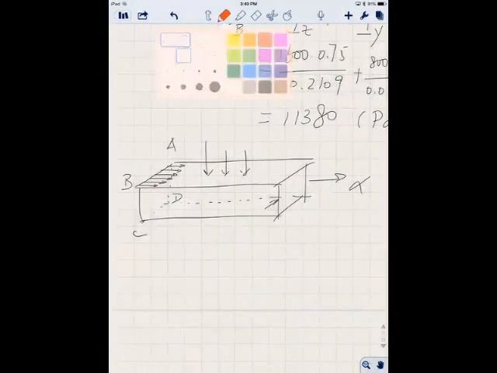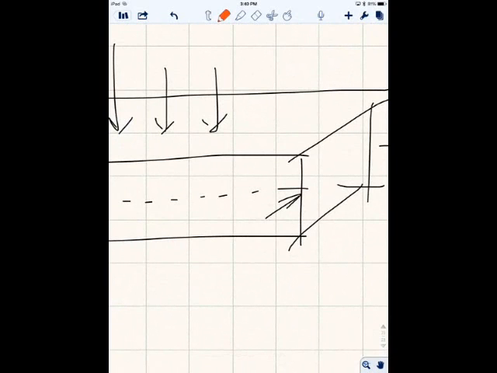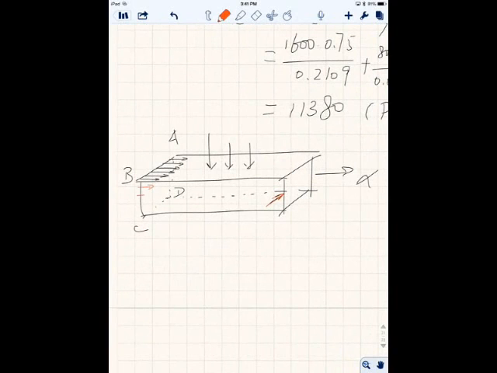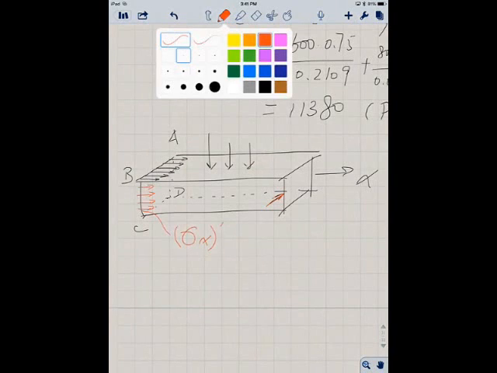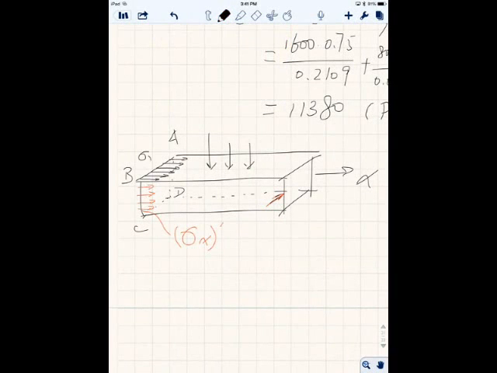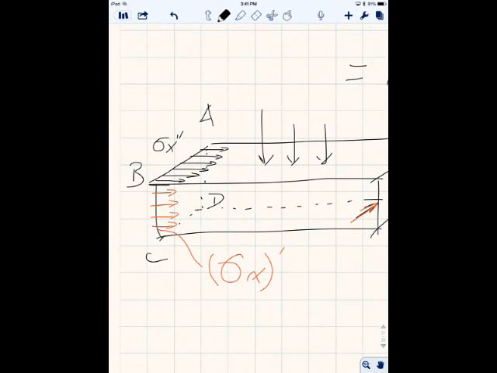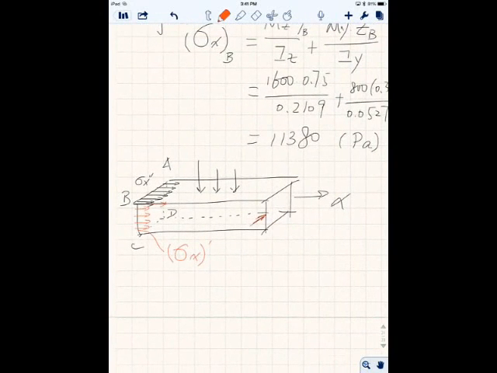Let me try to use a different color to separate them. A concentrated force is going to cause stress going in that direction. If I say this is sigma x prime, and this over here is sigma x double prime. Now, as you would imagine, at point B the stress is these two added together, right? Both tensile stresses are pointing to the positive x direction. That's why the answer is sigma x.